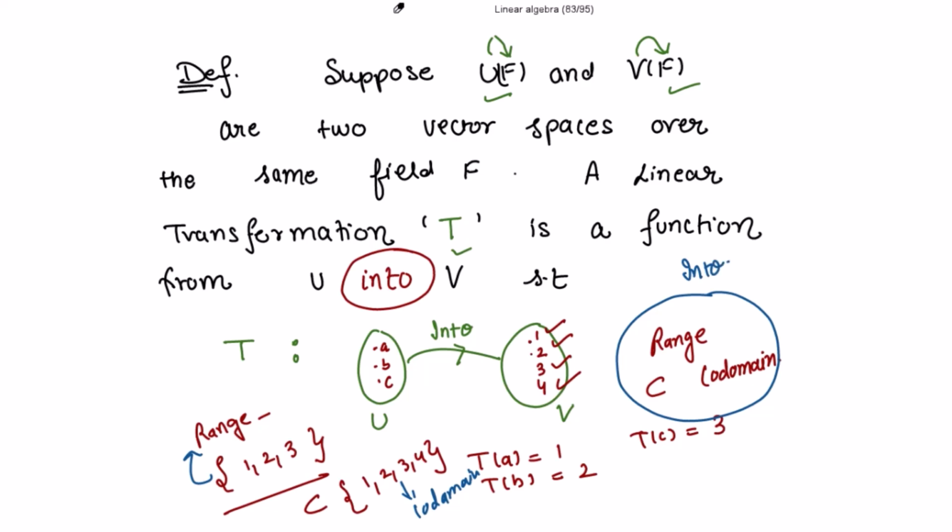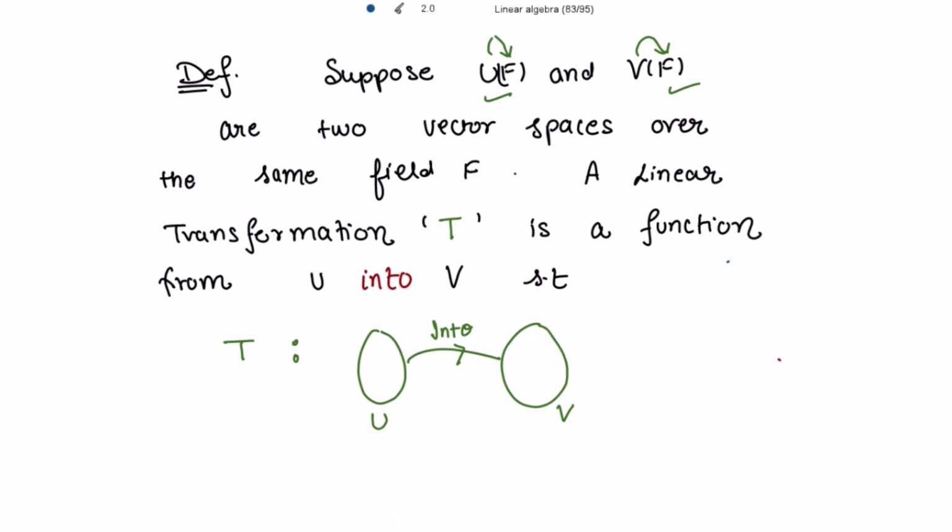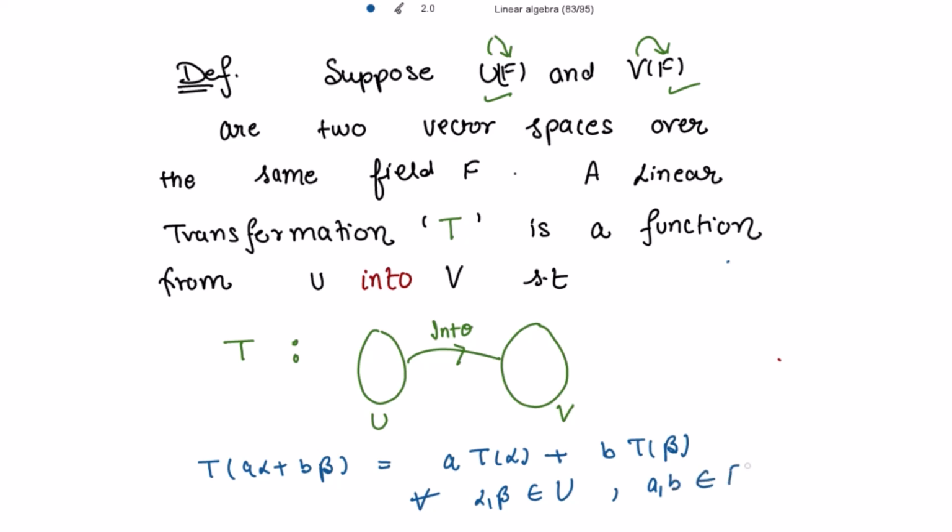So here the linear transformation T is the into function from the vector space U to V, such that T(aα + bβ) is equal to a·T(α) + b·T(β) for all α, β belonging to U and the scalars a, b belonging to F. Let me mark this equation as 1. Then this equation 1 is called the linearity property.